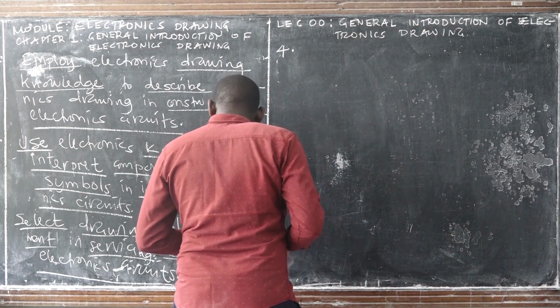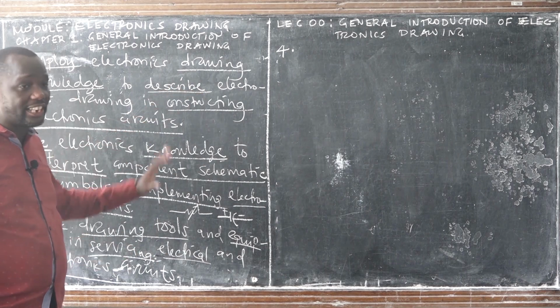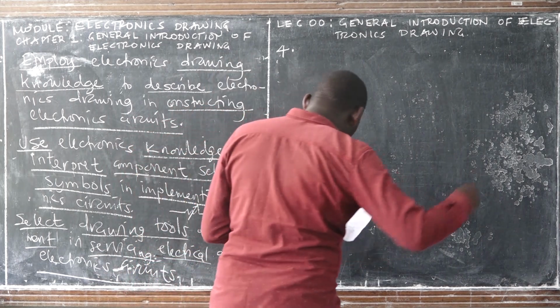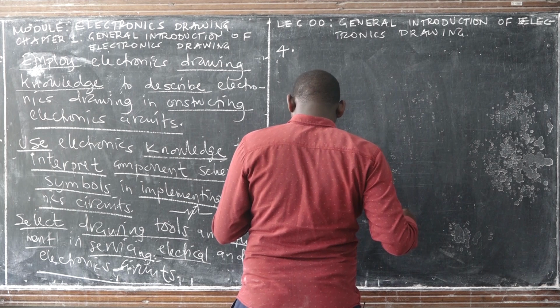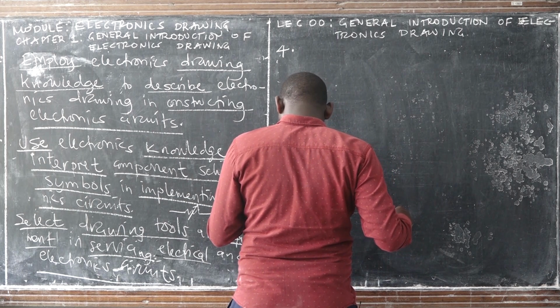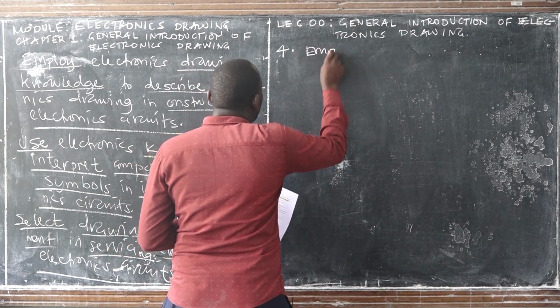Number 4. I've just explained in detail about servicing because we have these words in at least 2 or 3 sub-enabling outcomes. That's why I give you elaborations or clarification. Once you select number 4, you have to employ.